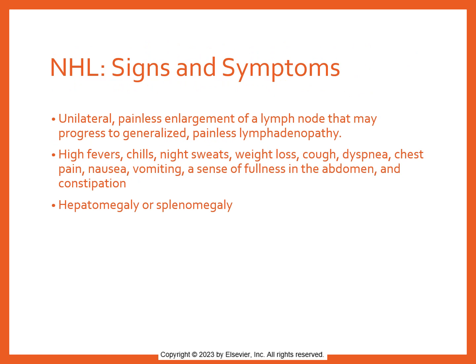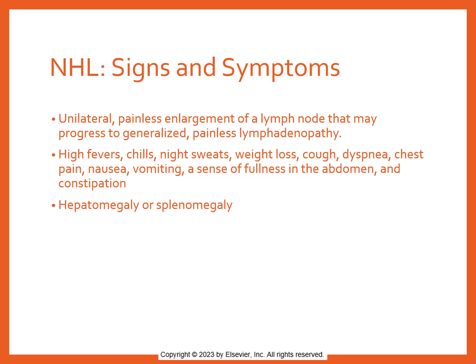Unlike HL, NHL typically shows up in one node. Then, 1 or more nodes are skipped, and then another node is affected. This is referred to as non-contiguous. NHL usually manifests as a unilateral painful enlargement of a lymph node that may progress to a generalized painless lymphadenopathy.